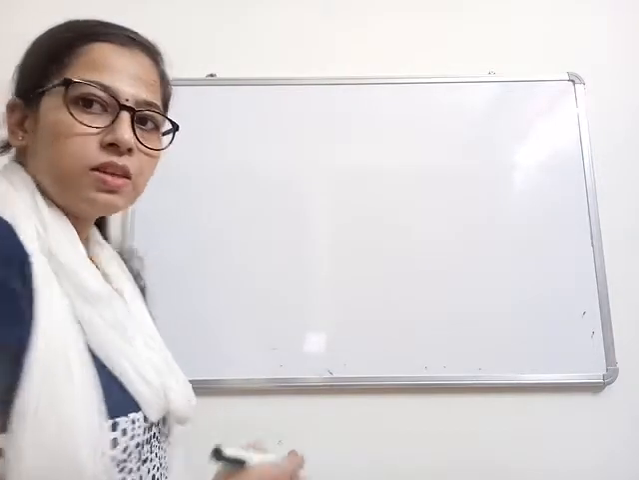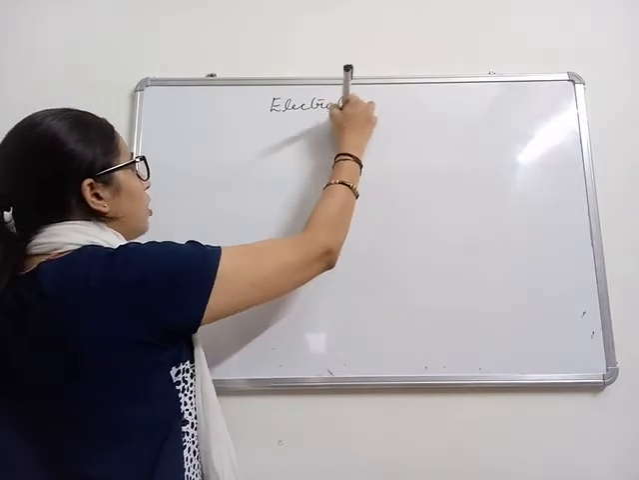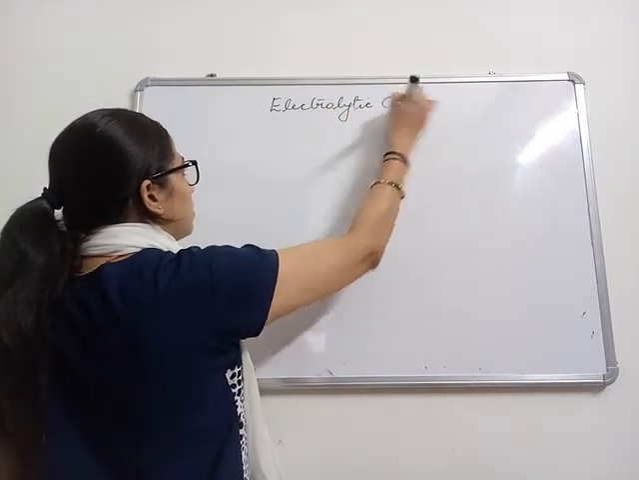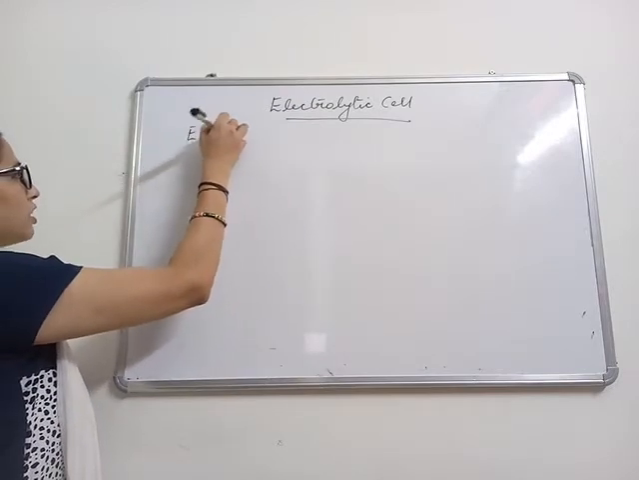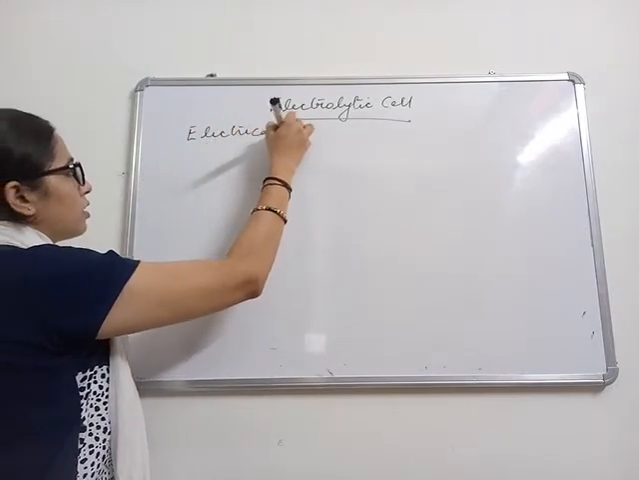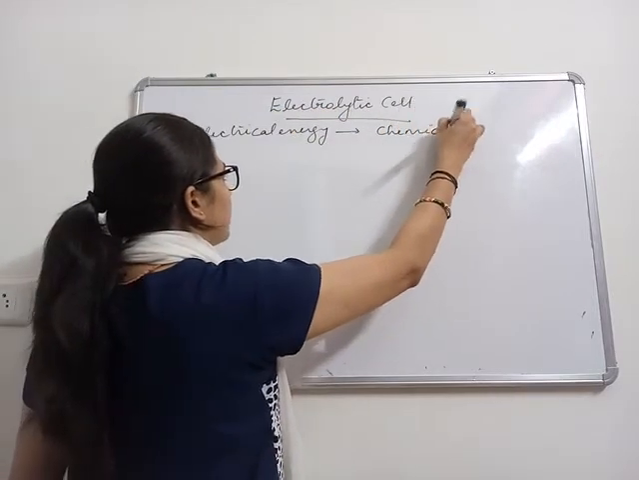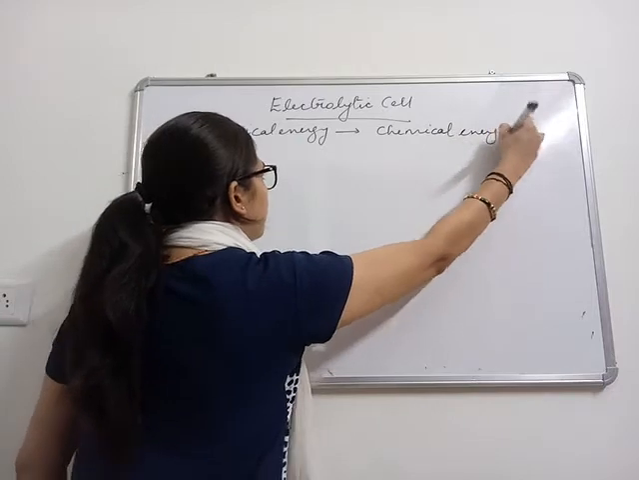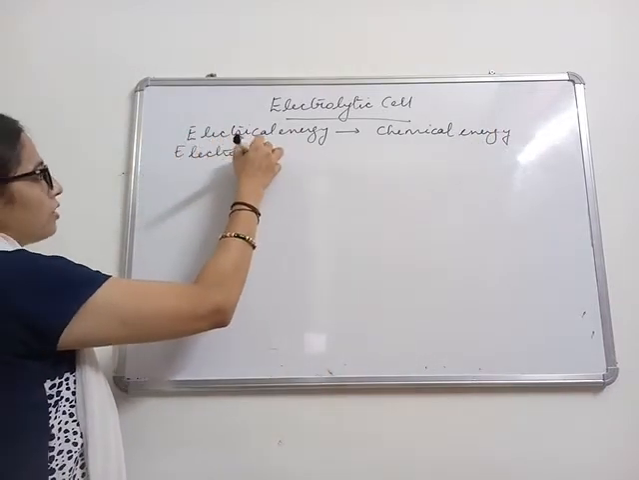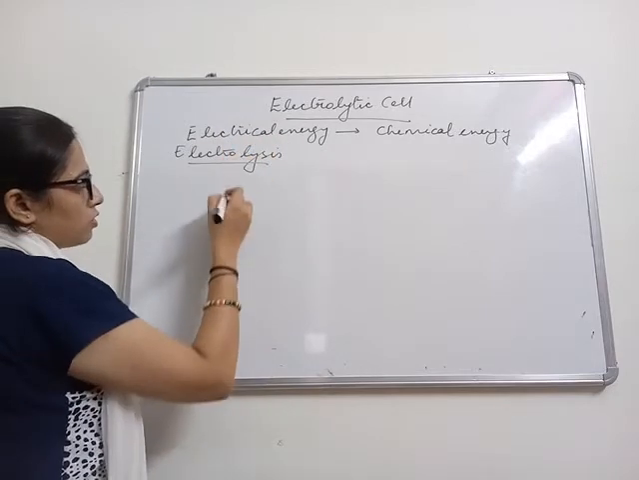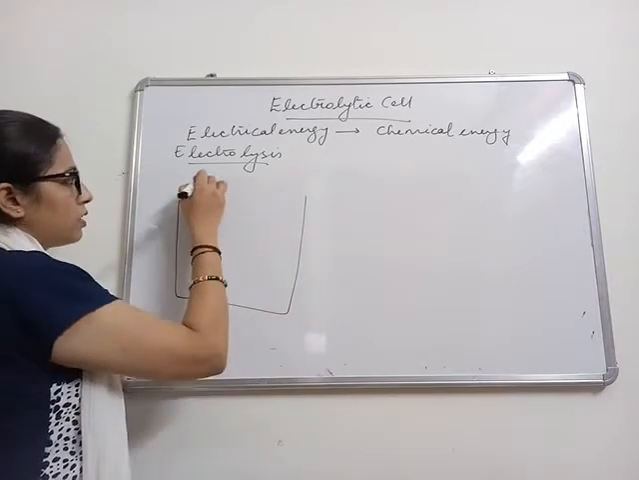Now we shall discuss in this particular video about electrolytic cells. These are the cells or devices in which electrical energy is used to carry out reactions which are non-spontaneous and give chemical energy. And the basic process that it's undergoing is called electrolysis. And in electrolysis, we will explain this with the process.